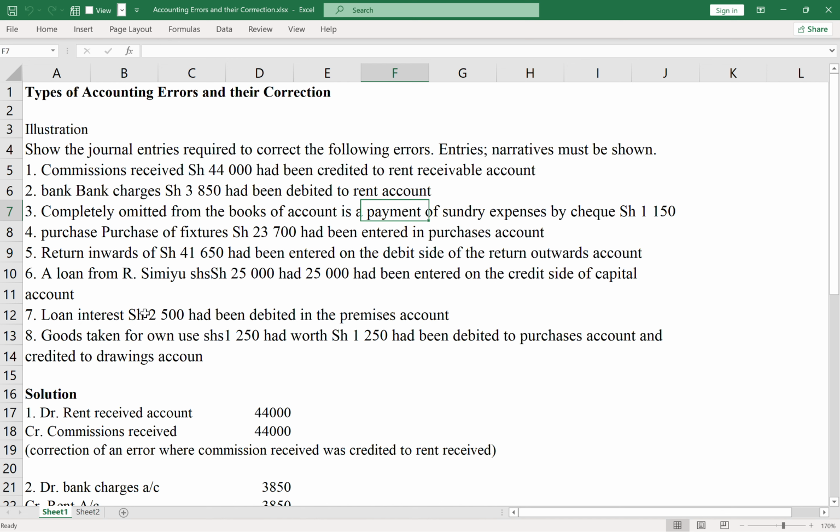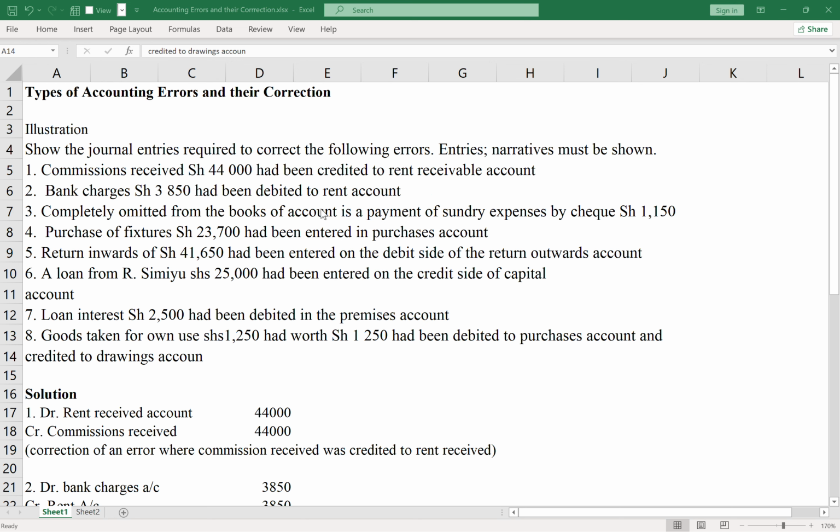Then loan interest of 2,500 had been debited in the premises account. Goods taken for own use, 1,250 worth of goods, had been debited to purchase account and credited to drawing account. So these are the solutions. Before we go to the solution, please take a screenshot as well as make a few notes on the questions.